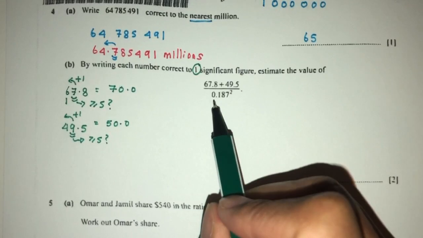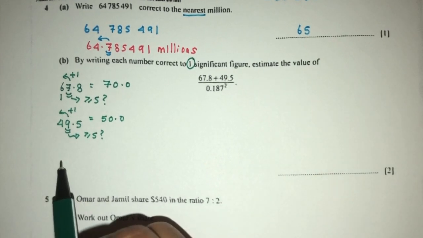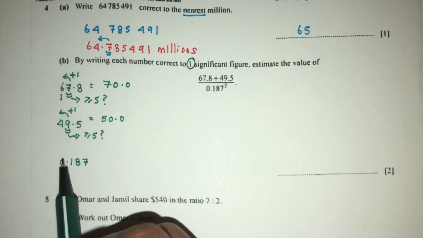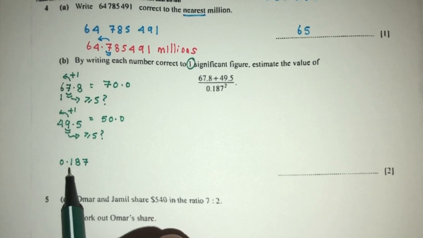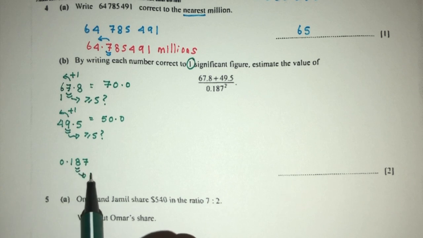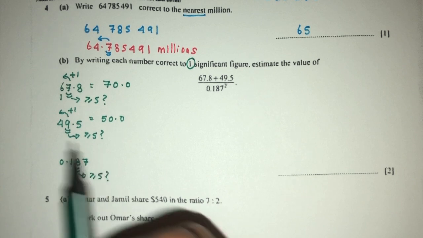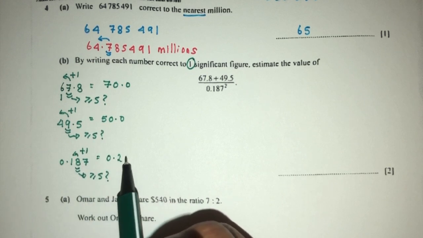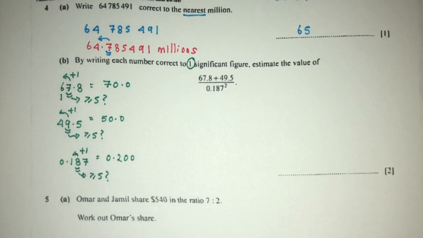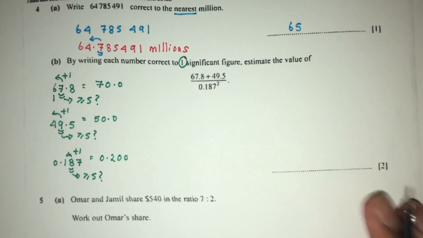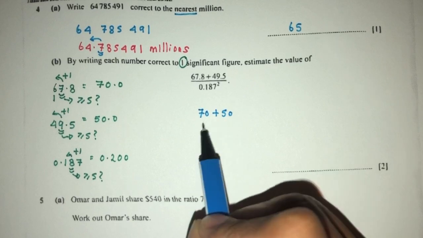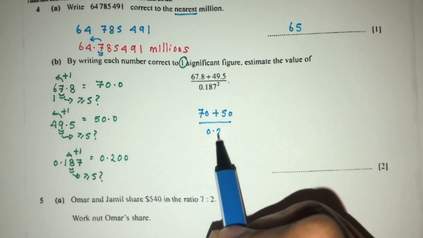And this one we have to first ignore the square. We'll look at the number which is on the inside. So we don't count 0, we have to count the first one and leave the first one by itself and ask ourselves if this one, is it more or equal to 5? Yes, it is, then we have to add 1. That will become 0.200. Then replace back in your main fraction. You will have 70 plus 50 over the value of 0.2 square.